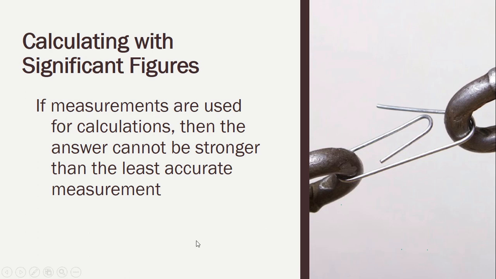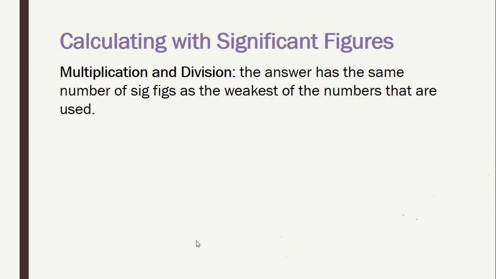All right. We were talking about calculating with significant figures, and part of that is that the calculations you do with measurements can't be more accurate than any one of the measurements put in there. I compare this to a chain can't be stronger than the weakest link. And so if you are multiplying and dividing, the answer has to have the same number of significant figures as the weakest of the numbers that were used.